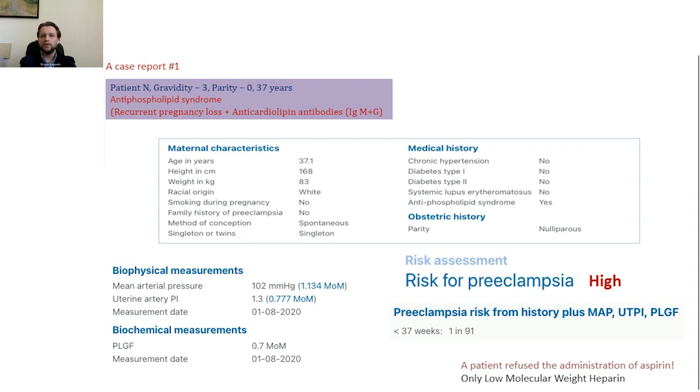You can see patient N, gravida 3, para 0, 37 years old. She has antiphospholipid syndrome, which was detected in 2020 based on the clinical data, recurrent pregnancy loss, and the laboratory investigations, a high level of anticardiolipin antibodies. According to risk assessment for preeclampsia, which included maternal history plus mean arterial pressure, uterine artery pulsatility index, and the level of PlGF, a high risk for the development of preeclampsia was determined. Unfortunately, the patient refused the administration of aspirin and low molecular weight heparin.